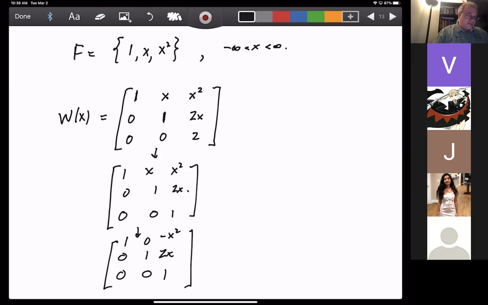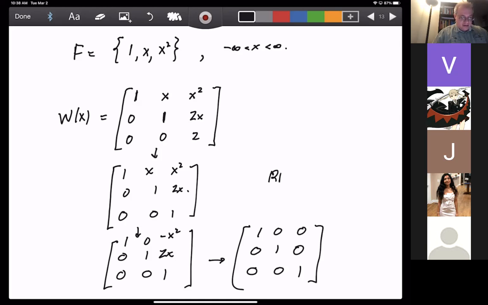And then I can do the same thing in the third column. And it's clear that, in fact, I can get rid of all the entries I want to go to 0. So the RREF, the reduced row echelon form of F, is the 3 by 3 identity. So just to emphasize that it's the 3 by 3, I'll give it a subscript 3. So what is that telling us?